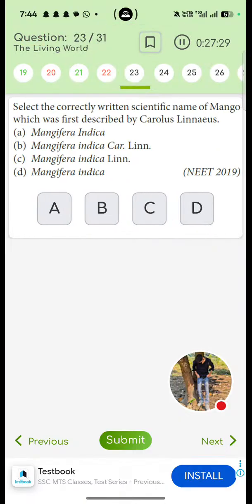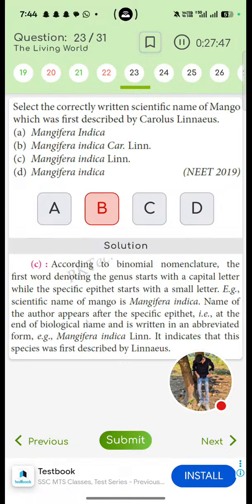Next question. Select the correctly written scientific name of mango, which was first described by Carl Linnaeus. And the right answer is Mangifera indica Linn. B, no, C. Mangifera indica Linn is the right answer.